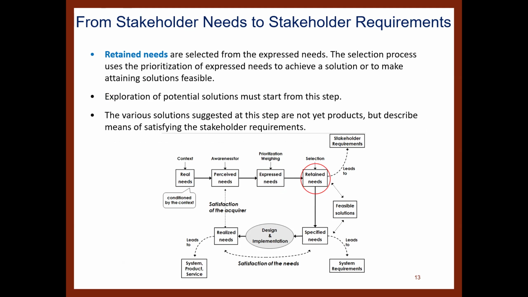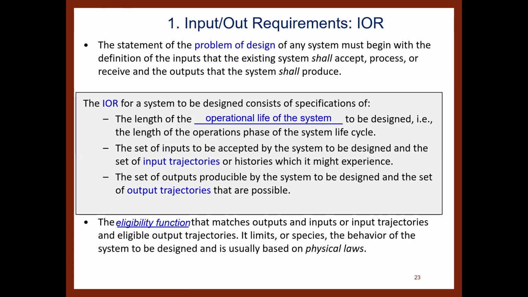The eligibility function matches inputs or input trajectories to eligible output trajectories. That's what we call an eligibility function. It limits or specifies the behavior of the system to be designed, and is usually based on physical law.